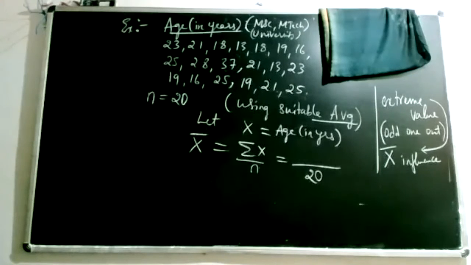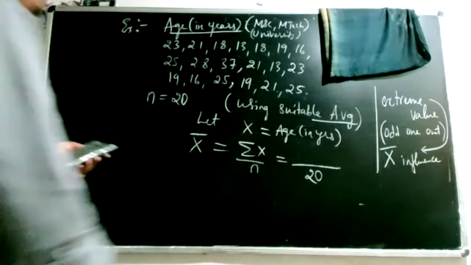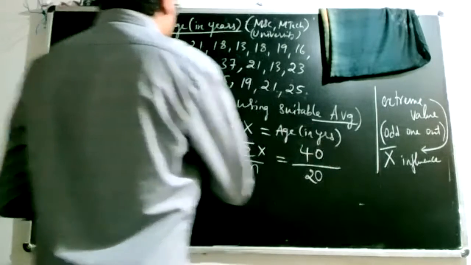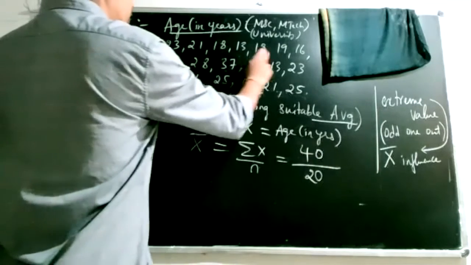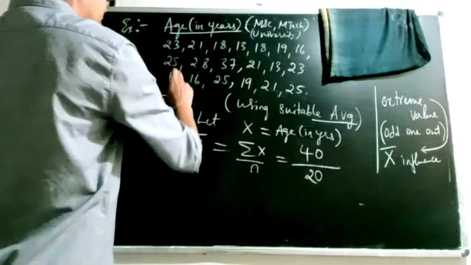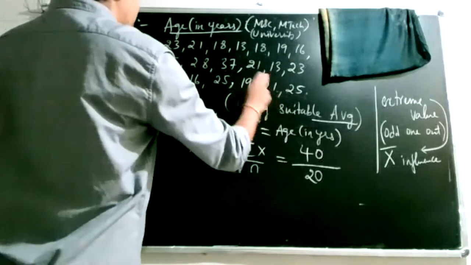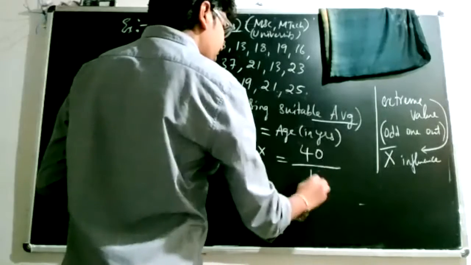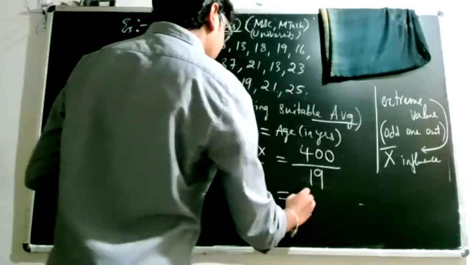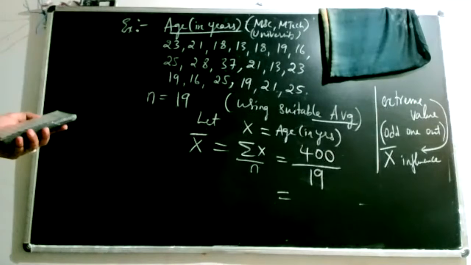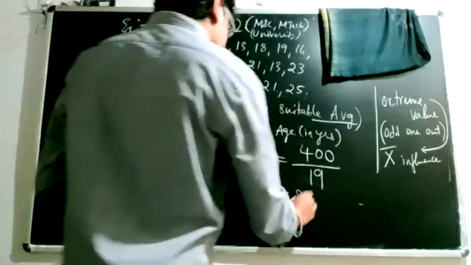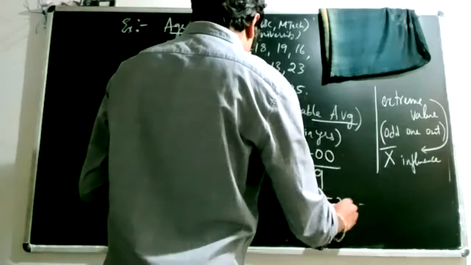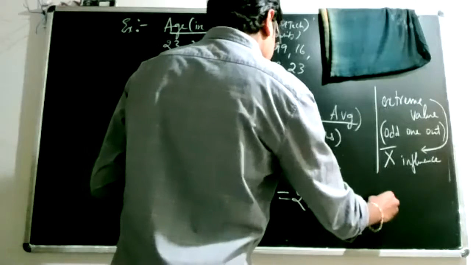I just want the total. 400. 400. Is this count of 20 correct? 1, 2, 3, 4, 5, 6, 7, 8, 9, 10, 17, 18, 19. Okay. So I have only 19 values given to me. So the mean will be 400 divided by 19, which comes to 21.0526.